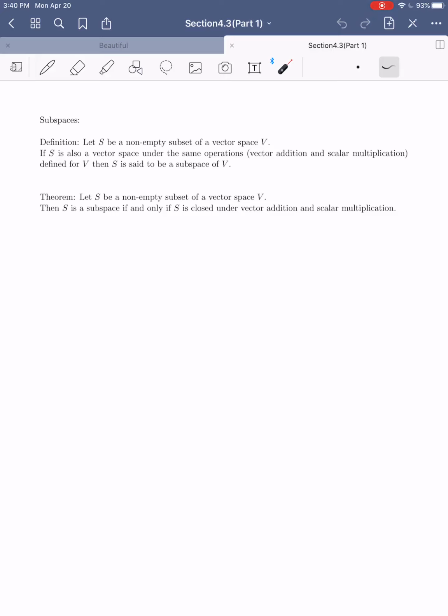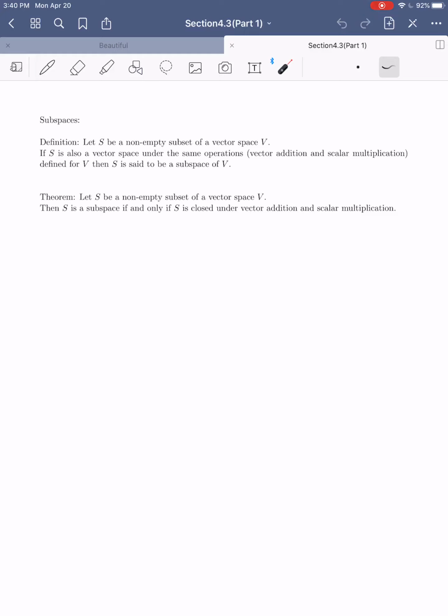So we're going to start talking about subspaces. So first, a definition here. Let S be a non-empty, so it's got to have some stuff in it at least, right? So let S be a non-empty subset of a vector space V. So we have a vector space V, and we've got this subset S inside of it. So if S is also a vector space under the same operations, vector addition and scalar multiplication, defined for V, then S is said to be a subspace of V.